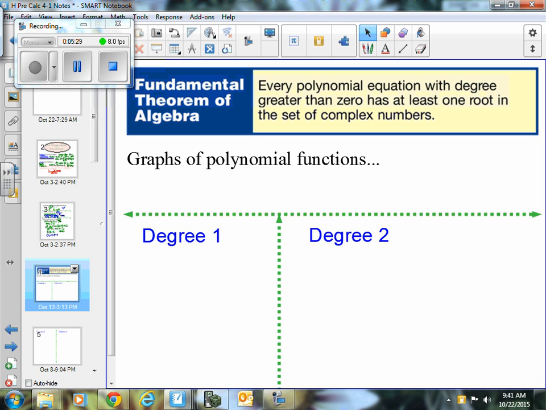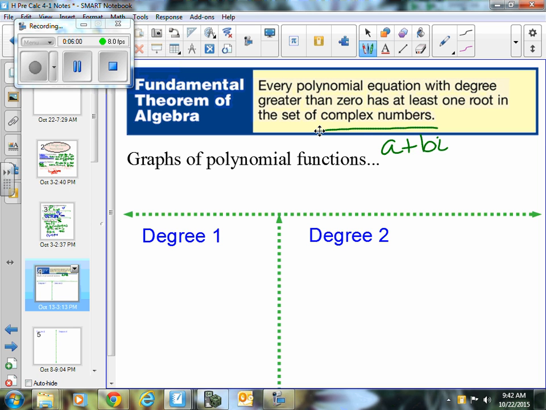Okay, so let's talk about how we find these solutions and how many solutions you have. We get to this very impressive thing called the fundamental theorem of algebra, which basically is talking about how many answers we should have in an equation that's a polynomial. So it says every polynomial equation with degree greater than 0, so that means like degree 1, degree 2, degree 3, has at least one root, or solution, or 0, however you want to say that, in the set of complex numbers. That's what we talked about in that little review section right before.